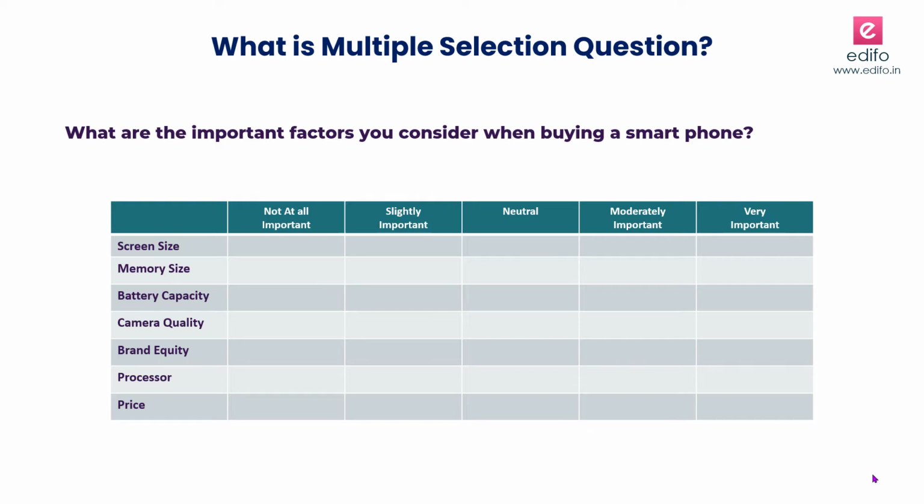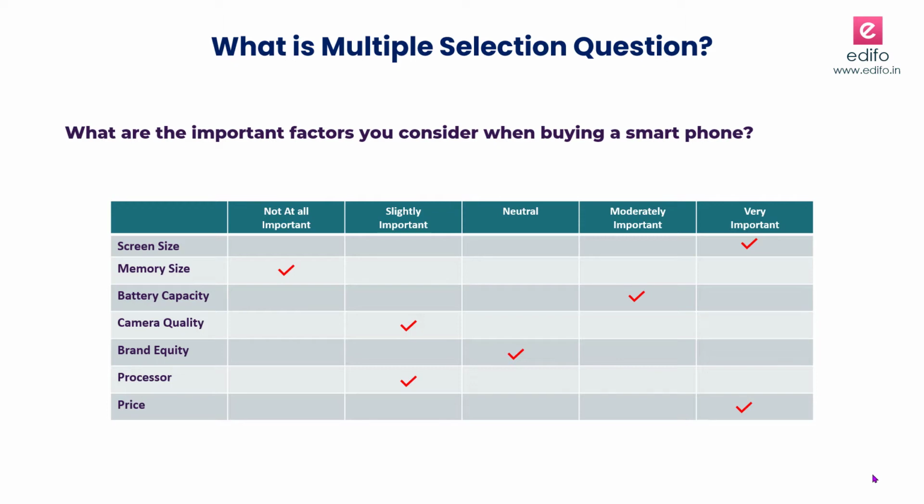If it is possible, this is a better way, because if you are converting multiple selection question into Likert scale, it is very easy to analyze in SPSS. Here, some respondent can select this way. Very important in the case of screen size. Memory size is not at all important. The battery capacity is moderately important, and camera quality is slightly important, and brand equity is neutral, and processor is slightly important. Price, very important. Here, the respondent is answering to all the options in 5 different scales. This is a Likert scale.